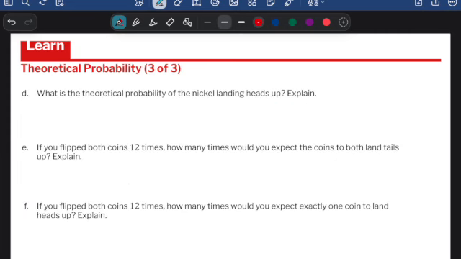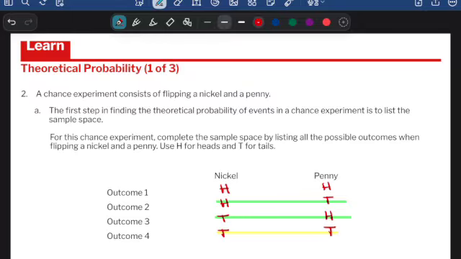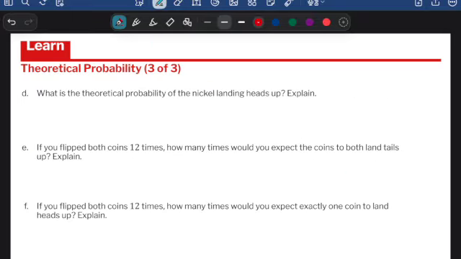What is the theoretical probability of the nickel landing heads up? So again, we're going to go back to our sample space. Nickel landing heads up. Well, we have 2 of those options. Outcome 1 and outcome 2 has the nickel landing heads up. So that's a total of 2 outcomes out of a possible 4, which is 1 out of 2, which is a 50% chance of the nickel landing heads up.